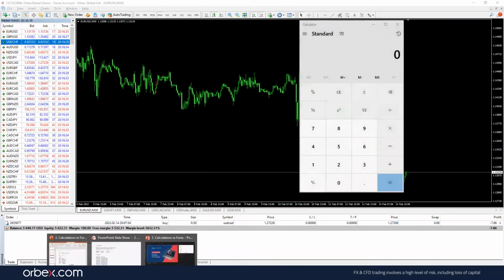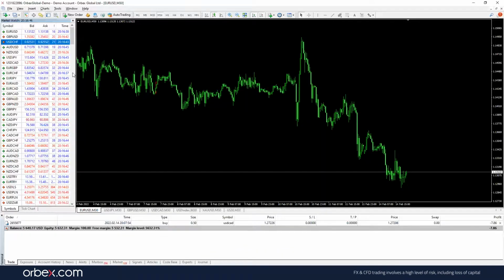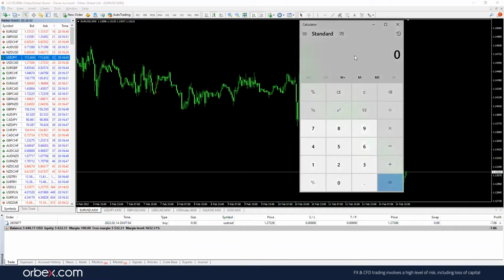And let's just go back to the presentation. And again, for yen, we've got 1,000 divided by the dollar yen rate. So again, let's go back to 115.60, and that's 1,000 divided by 115.60. So it's approximately $8.65 per pip. So you can see already that the dollar Swiss pip value is higher than the euro dollar pip value, because that's $10 fixed, and it's higher than the yen dollar pip value because that's 8.65.